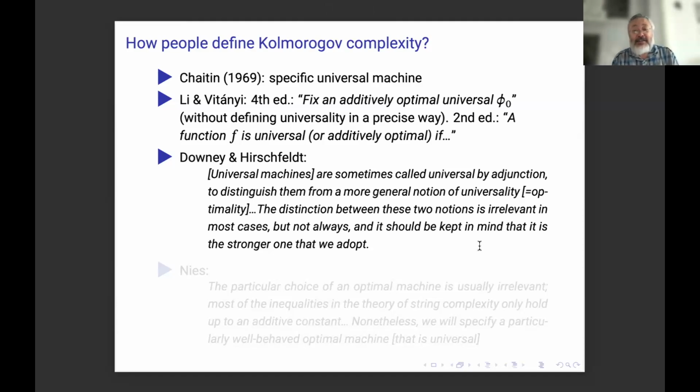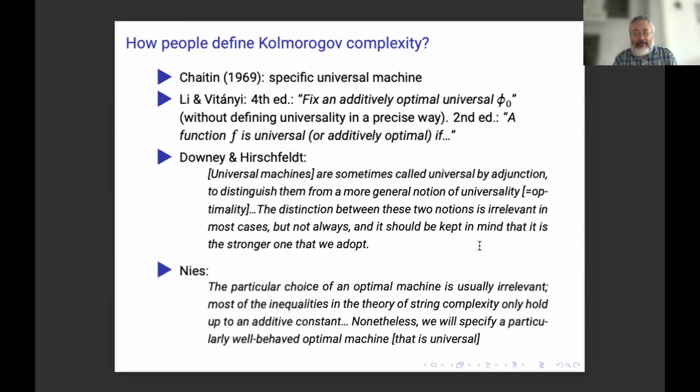And this optimality, which is, as they say, a more general notion. And then he says that it's irrelevant in most cases, but we adopt the stronger one, the required universality, if needed. But it's not clear to me. The book is very thick, and I cannot find any place where we really need it, why they are so careful about that. And the same thing happens with the Nice paper.